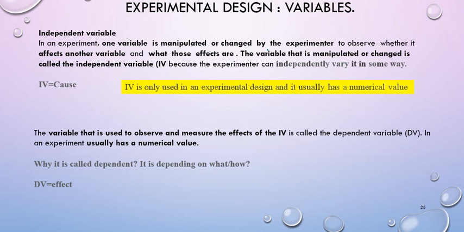Now, the one we actually observe is the dependent variable. So we manipulate the independent because we want to observe the dependent. In the experiment, again, it has a numerical value. It's called dependent because it's depending on the impact of the independent. So by observing the dependent variable, we observe the effect.